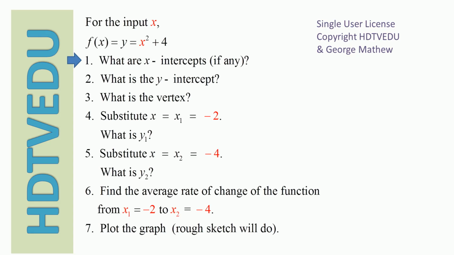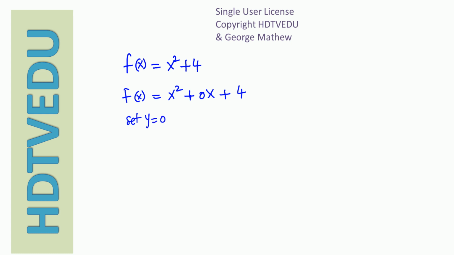So let's do the x-intercepts. What is our function? f of x equals x squared plus 4. Immediately you see that the x term is missing, so we can rewrite it as x squared plus 0x plus 4. Now you know that for x-intercepts you set y equal to 0. When you set y equal to 0, you get 0 equals f of x, and then 0 equals x squared plus 0x plus 4.